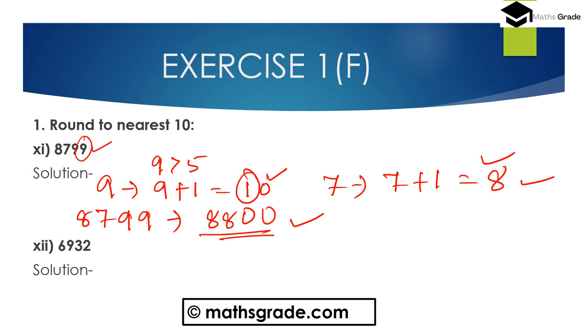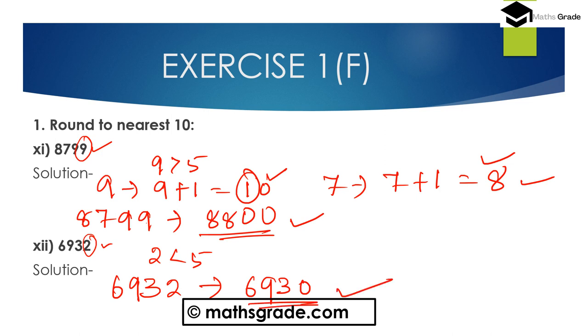Now 12th bit, 6932. When we round any number to the nearest 10, first look at the unit place digit. Here the unit place digit is 2. 2 is less than 5. So don't add 1 to the tens place digit. Just write down the thousands place digit as it is, 6, and this 9, hundreds place digit, write down as it is, and this tens place digit write down as it is. That is 3. And this unit place digit 2 changes to 0. So 6932 rounded to the nearest 10 will be 6930.